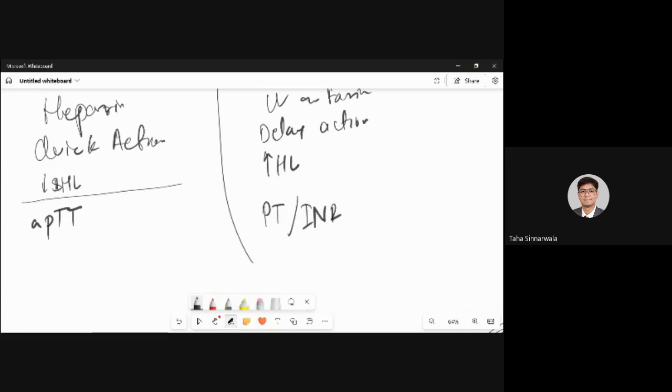Now, I have a very interesting question for you guys. We monitor heparin with APTT and warfarin with PT or INR. So what do you think? Is it only the PTT that heparin increases, or does it also increase the PT?